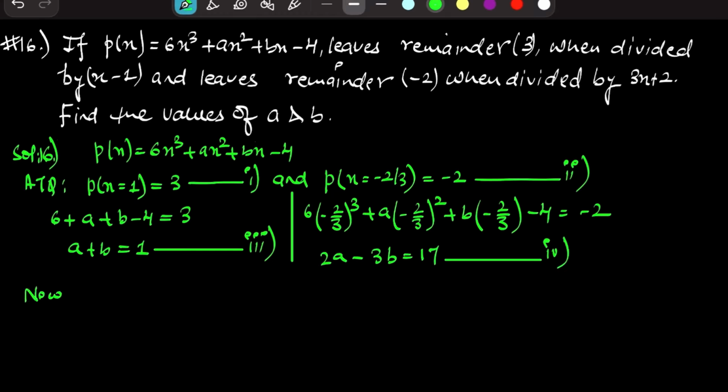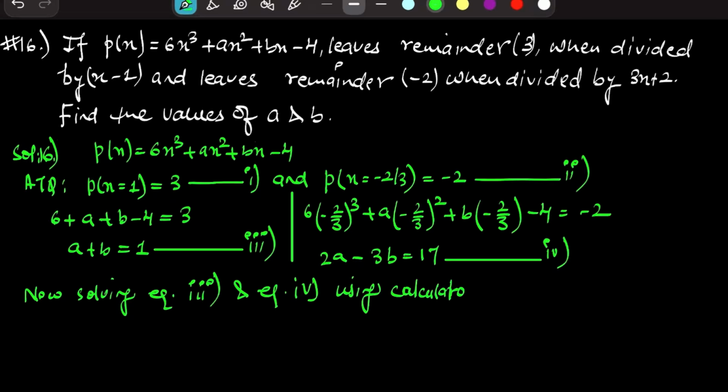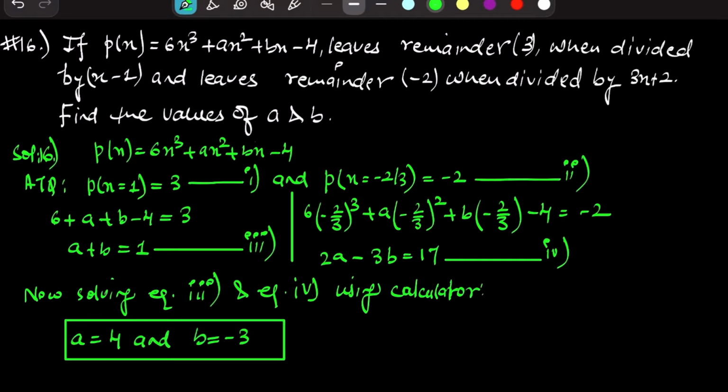Now solving equation 3 and equation 4 using calculator. Okay, so if I use calculator to find out the final answer, my final answer is going to be a is equal to 4 and b is equal to minus 3. So we will say that this is your final answer for the given question. Okay, we have used the concept of remainder theorem to solve this question.